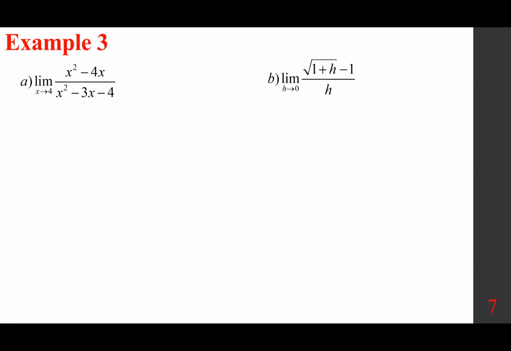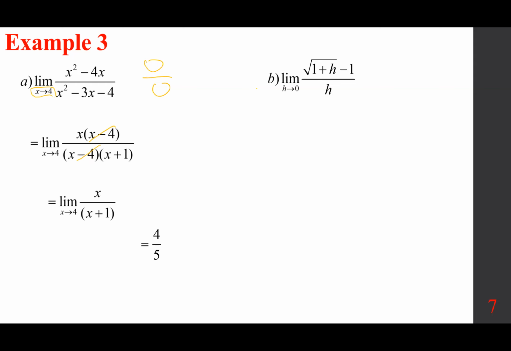Anytime you have a rational expression, the best course of action is to factor the top and the bottom. However, if you didn't, you end up with 0 over 0. And because x approaches 4, you should have a factor of x minus 4 in the denominator. We do the factoring. X minus 4 drops. And now if we replace the x with 4, we get 4 over 5.